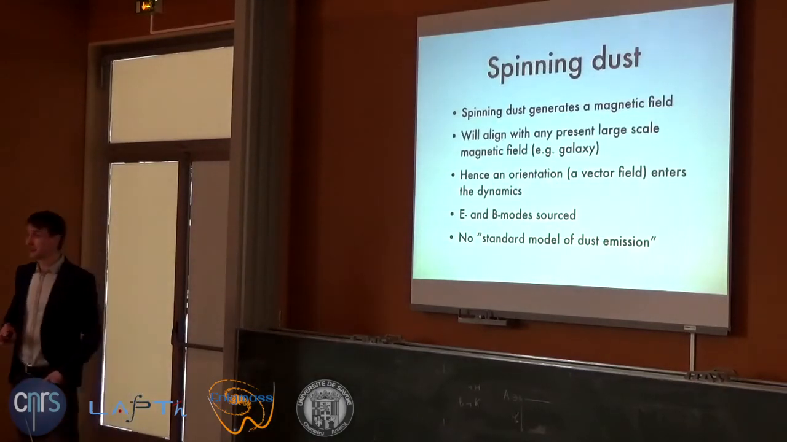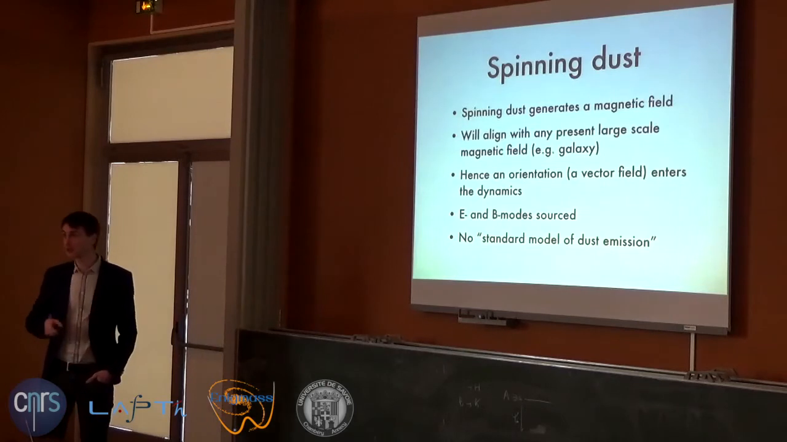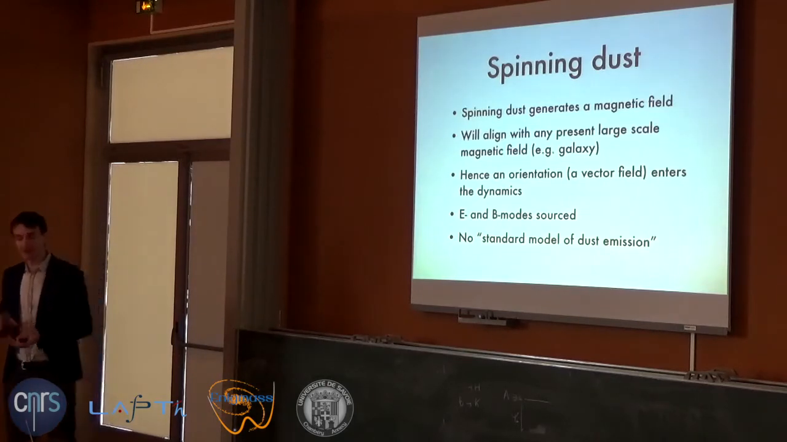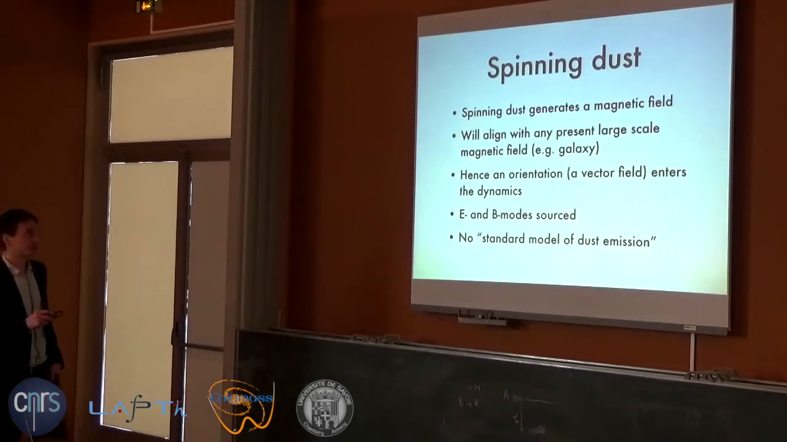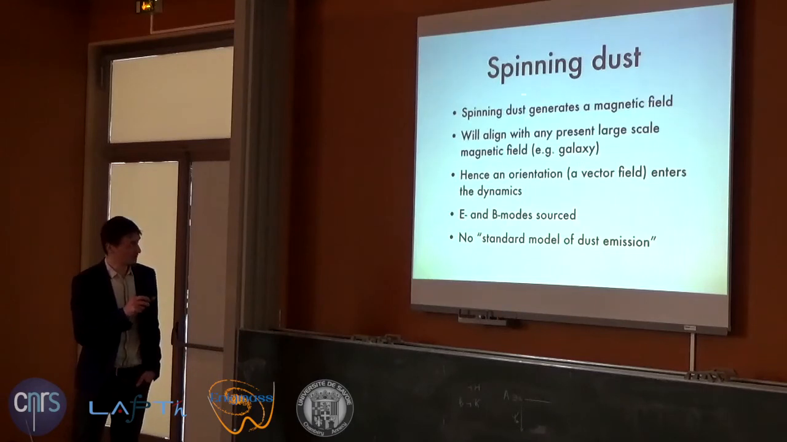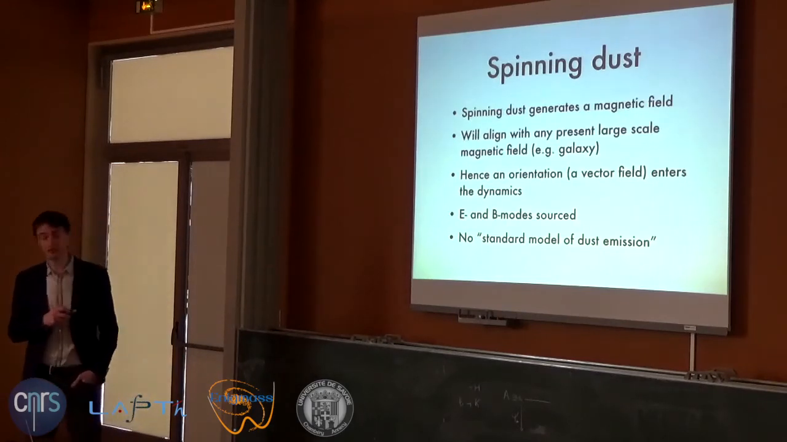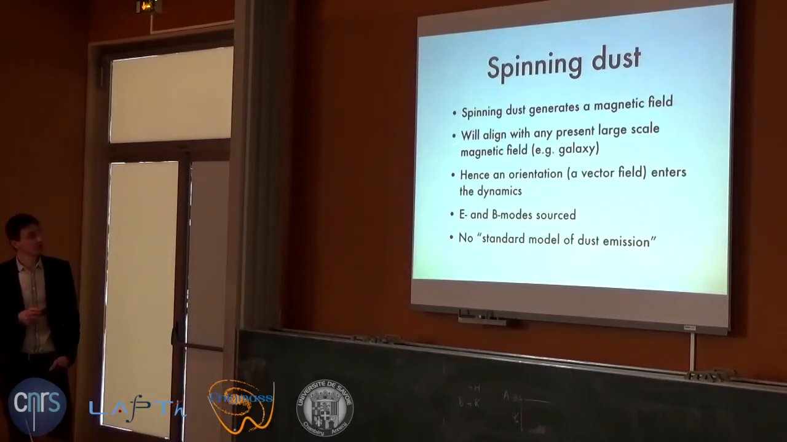If you have dust particles that happen to be spinning, each particle of itself generates a magnetic field. So it has some orientation. Simply from the fact that it is spinning, you know it has an axis in its orientation. That means that the spinning dust particle will align with any present large-scale magnetic field that is there for the dust particle. And we're now considering a dust particle that lives inside the galaxy. The galaxy has a magnetic field, so the spinning dust particle will align with the magnetic field of the galaxy.